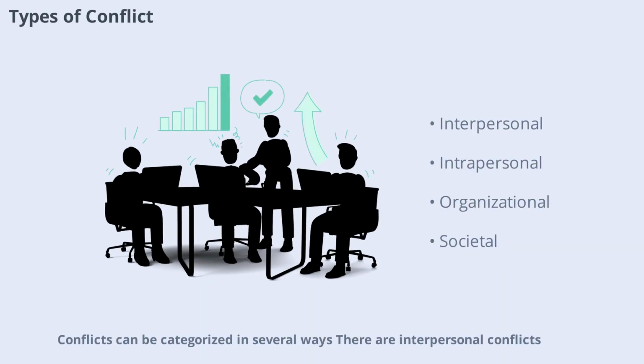Conflicts can be categorized in several ways. There are interpersonal conflicts, which happen between individuals, and intrapersonal conflicts, which occur within a person's own mind. Organizational conflicts arise in workplaces, while societal conflicts involve larger groups or communities. Each type of conflict requires a different approach to resolution. Understanding the type of conflict you're facing helps you choose the right strategies to address it effectively.